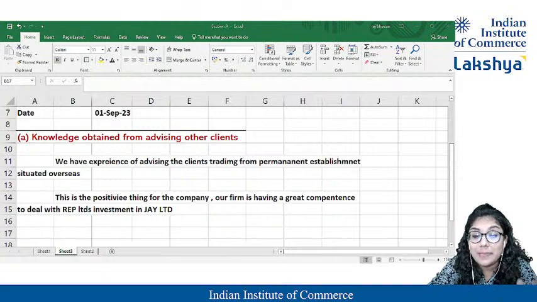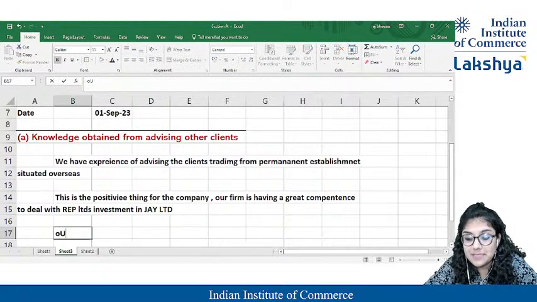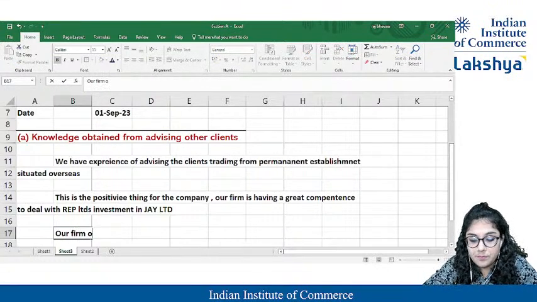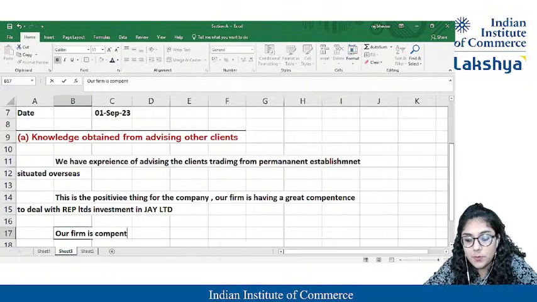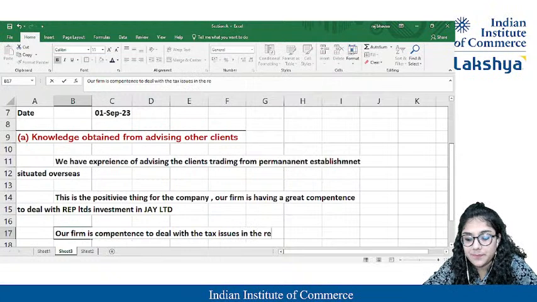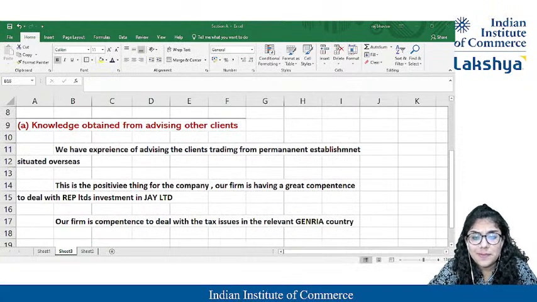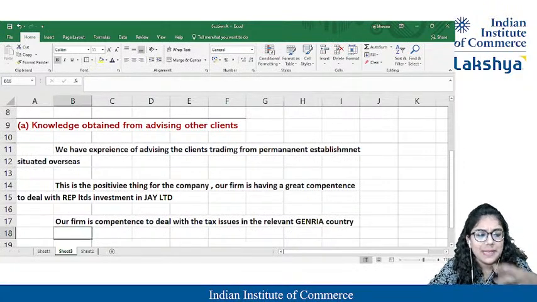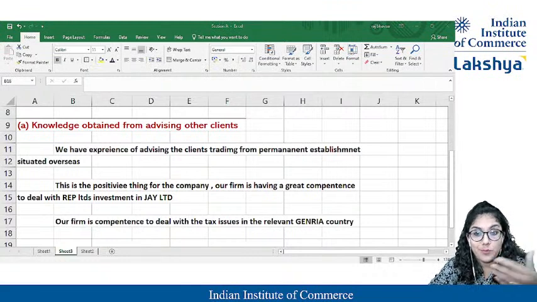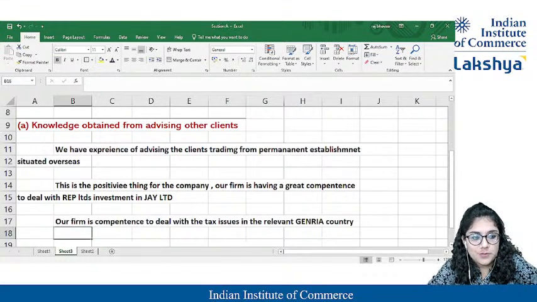Our firm can also be competent to deal with what things? We have to write that our firm is competent to deal with the tax issues in the relevant country, J country. Again, this will help our engagement, and this will help REP Limited to develop more knowledge about the country also. So that also helps them.